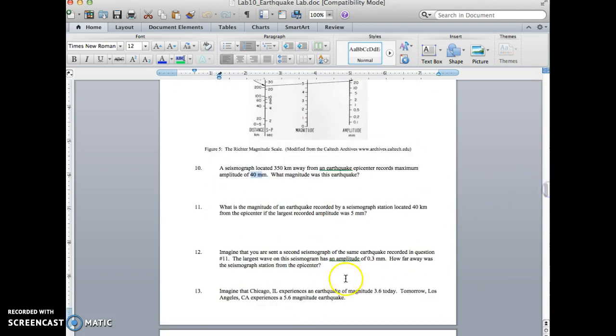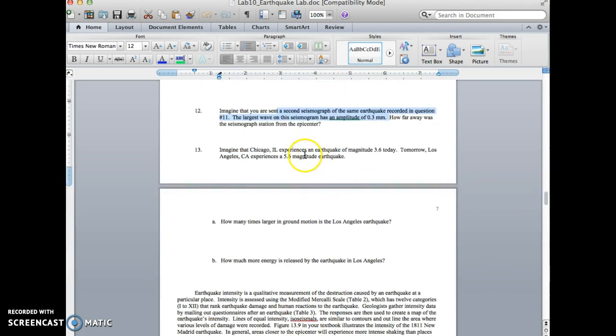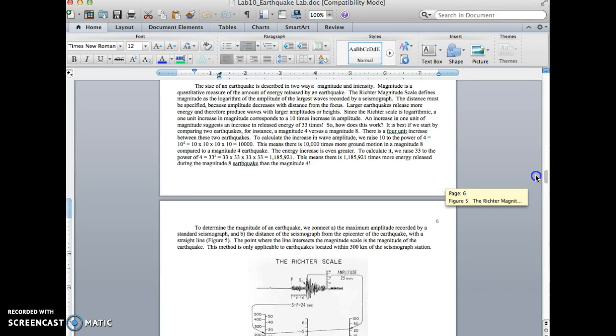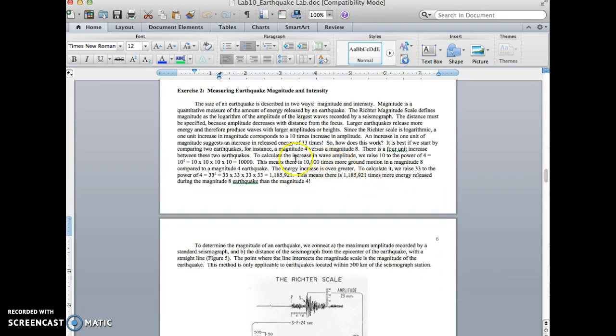Okay, and then I have some things to try to get you to think about. If you know the magnitude, let's see. Okay, so for this one, it's going to say a second seismograph for the same earthquake from question 11, but it has an amplitude of 3. We want to figure out how far away the seismograph station is, so you're just reading backwards. It's going to be a slightly different line. Okay, and then we're going to talk a little bit about the differences in ground motion and the amount of energy released. And just to kind of put that up here as a reminder.